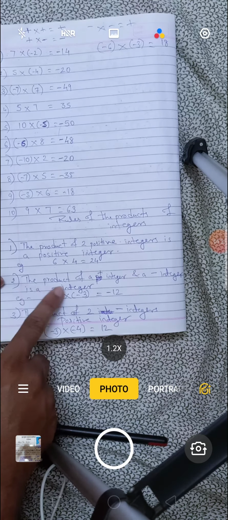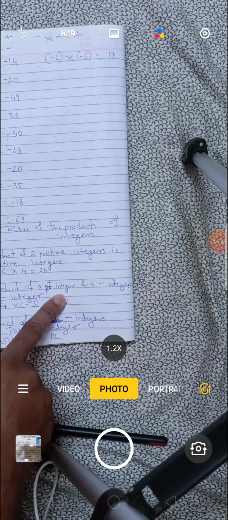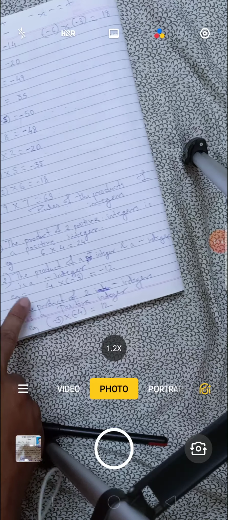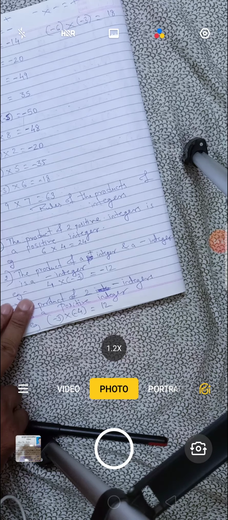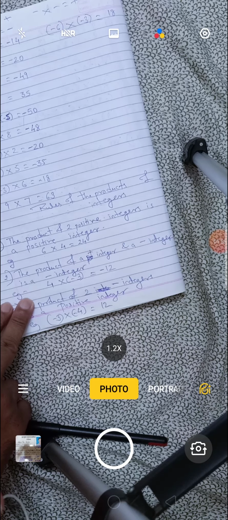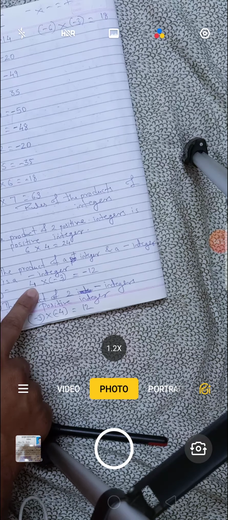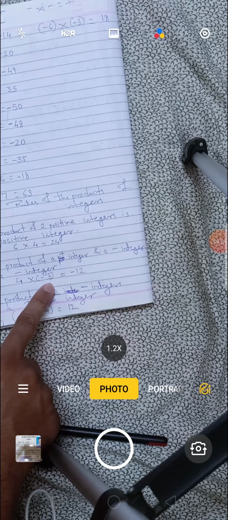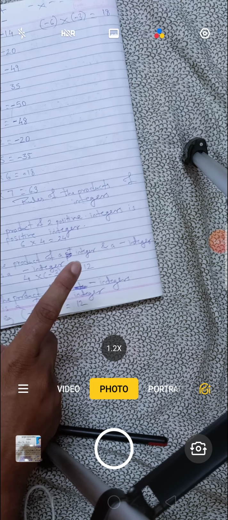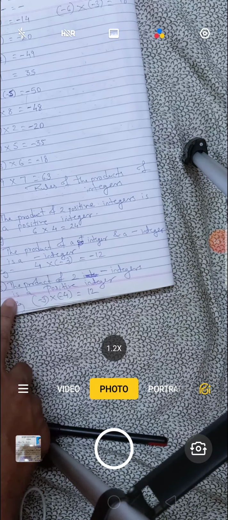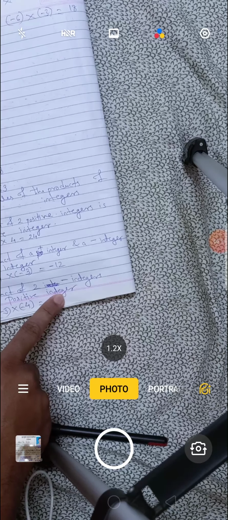Next, the product of a positive integer and a negative integer is a negative integer. Means one positive, one negative integer is there. So while doing multiplication, your product, your answer, will be negative only. Always remember, one positive, one negative, answer will be negative only. Got it? So see, one is positive 4, one integer is negative. So 4 3s are 12 and the sign you have to put is minus. So negative integer.